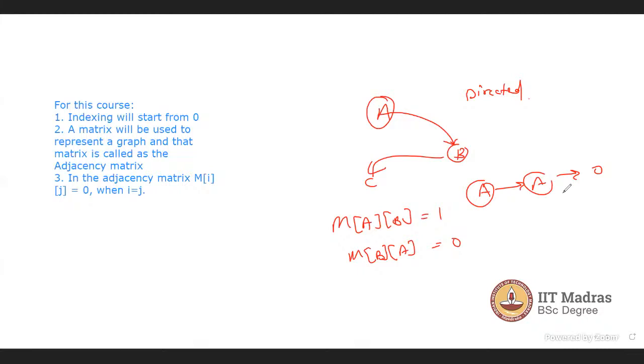So you understand graph and you understand edge, okay? And these are called nodes, or vertex, you can say. And these are edges.